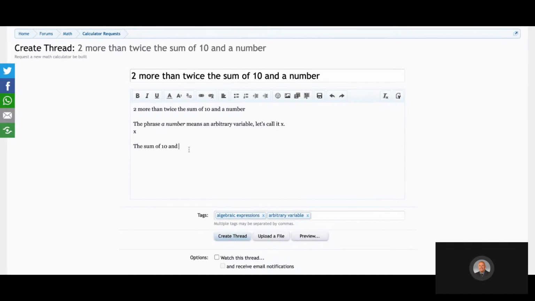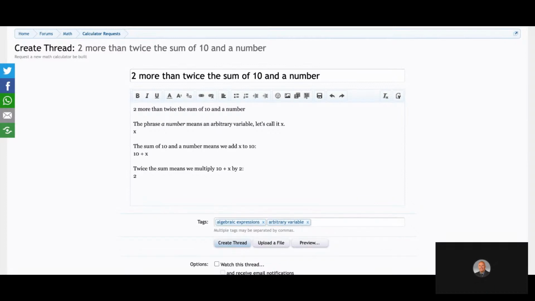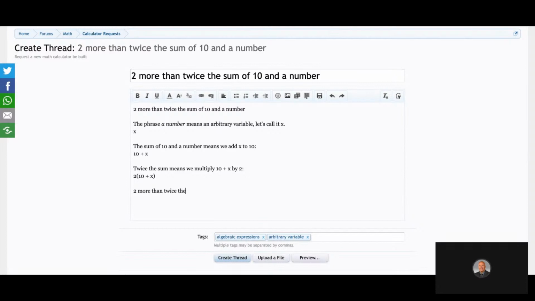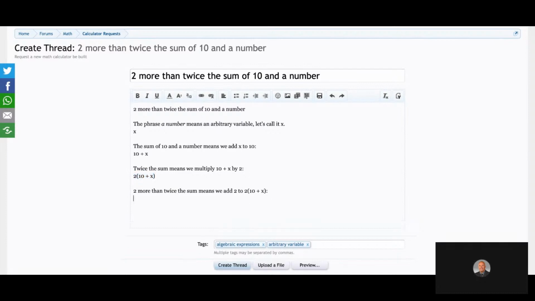Okay. The sum of 10 and a number means we add x to 10. 10 plus x. Twice the sum means we multiply 10 plus x by 2. We got 2 times (10 plus x). 2 more than twice the sum means we add 2 to this. We got this plus 2. And that's our answer. So as you can see, there's 4 parts.